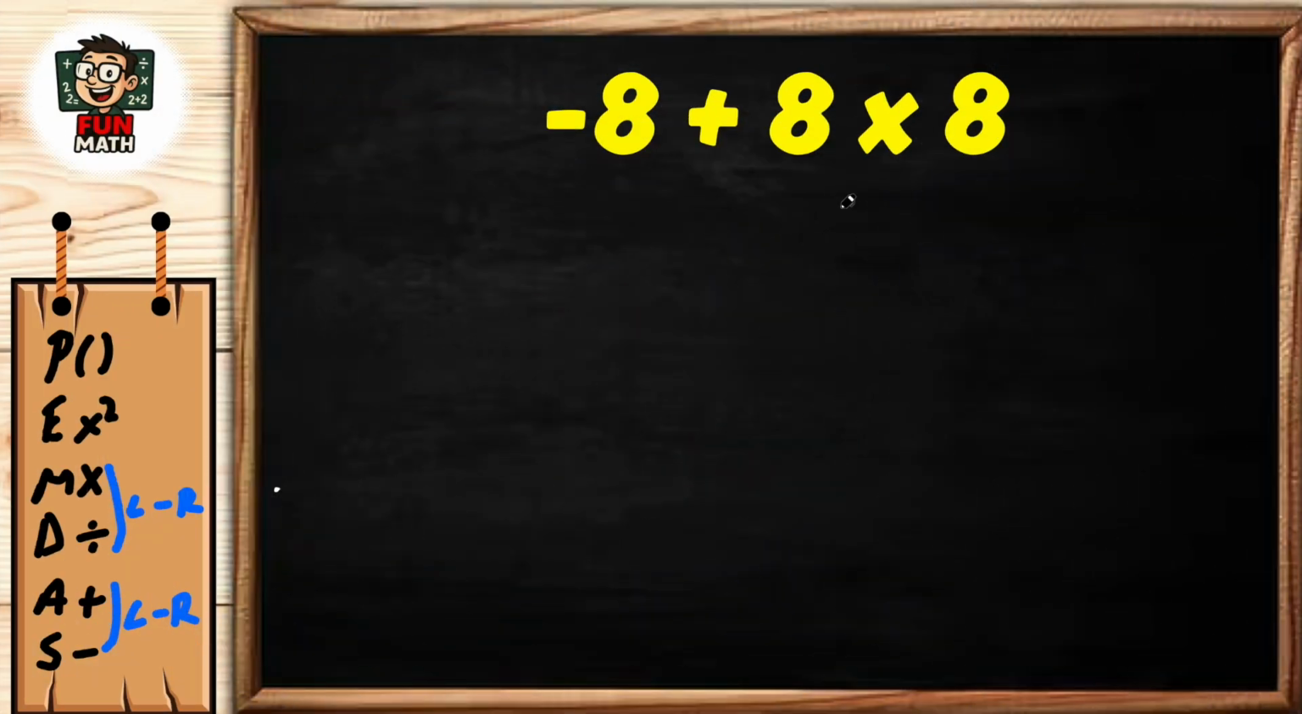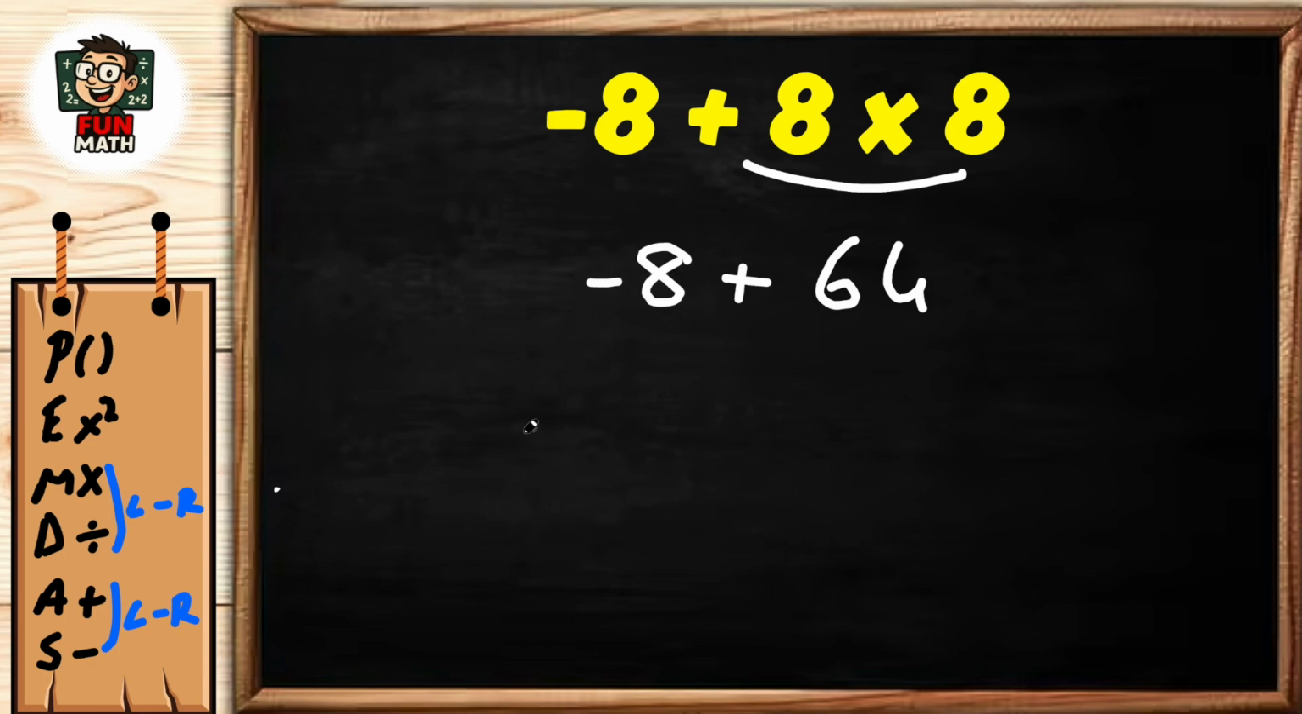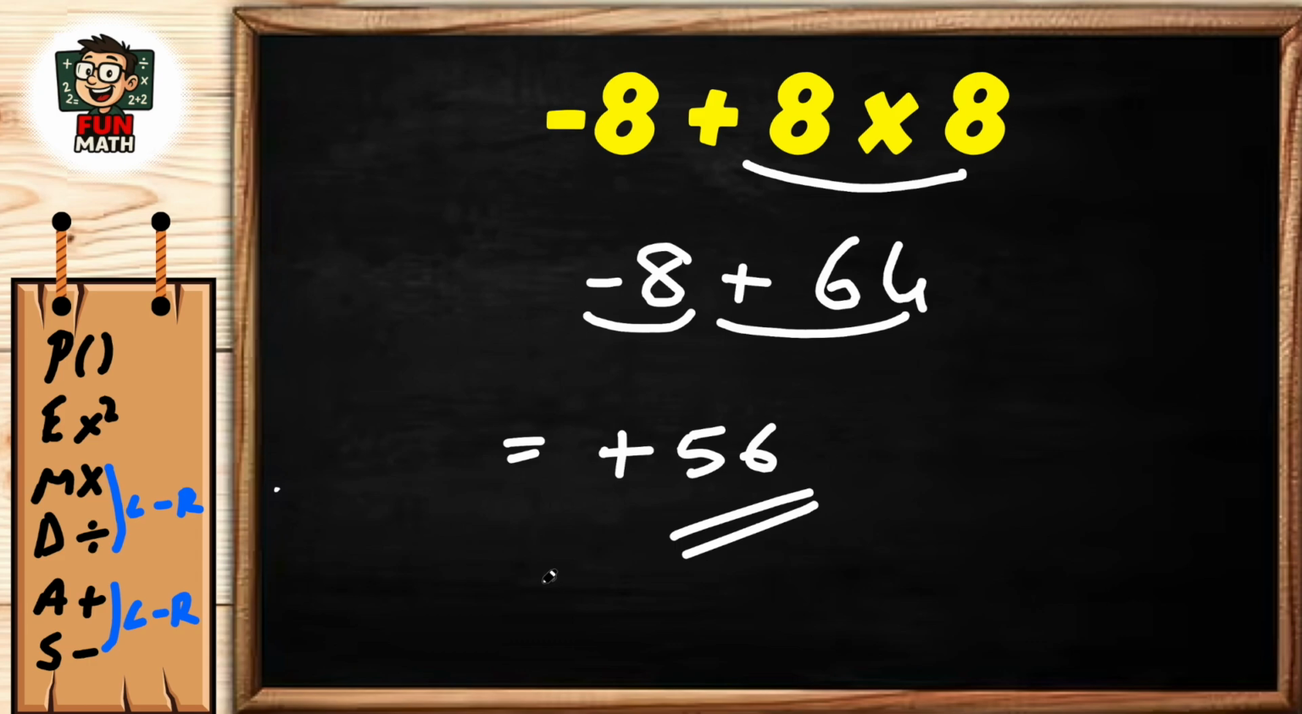Here's addition and multiplication. First, we do multiplication. 8 times 8 equals 64. Then we do addition. Negative 8 plus 64. Here negative 8 swallows 8 of plus 64. The answer is plus 56. Congratulations if you found the answer this way.